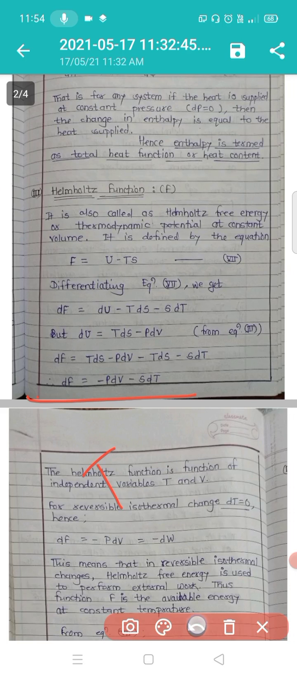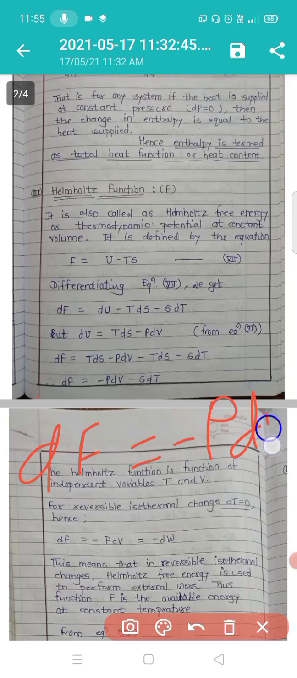For a reversible isothermal change, dT = 0. Putting dT = 0 in the equation, we get dF = -P dV, that is, -dW. This means that in reversible isothermal changes, Helmholtz free energy is used to perform external work. Thus, the function F is the available energy at constant temperature.